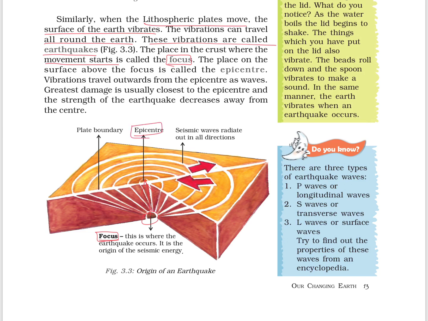So vibration always travels outwards from the epicenter in the form of waves. The most damage happens around this epicenter. Here you can see there are three types of earthquake waves. So one is P waves or longitudinal waves, second is S waves or transverse waves, third is L waves or surface waves.